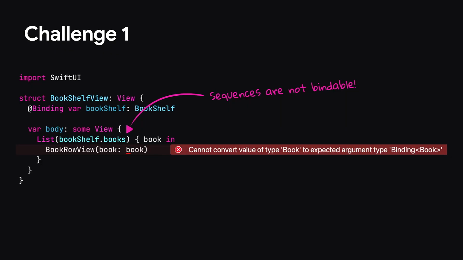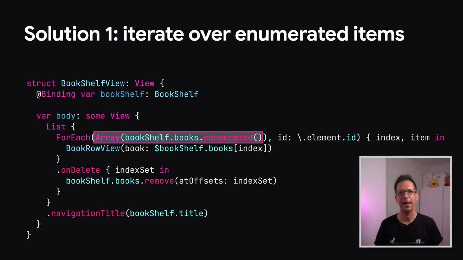And here is a problem. So as you can see, book row view expects a binding to book, but in the list, we iterate over an array of books, not bindings. And it seems like we can't turn those books into bindings. Here is the error message that the compiler throws at us. But maybe we can? And it turns out there is a solution for this problem.